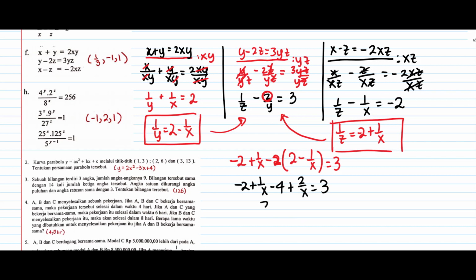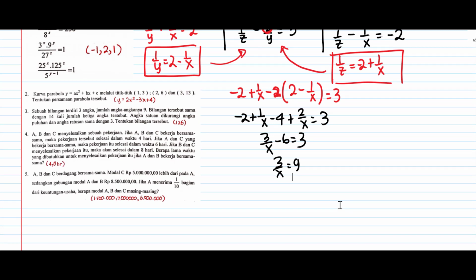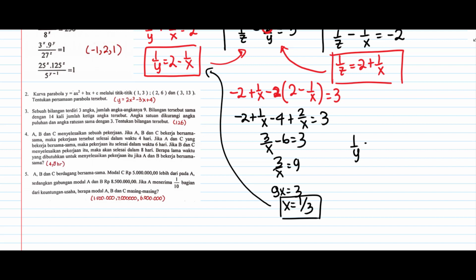And then 3 over x minus 6 equals 3. 3 over x equals 9. Cross multiply: 9x equals 3. x equals 1 over 3. For the y, I can substitute it right there. 1 over y equals 2 minus 1 over x. x is 1 over 3. 1 over y equals 2 minus 3. 1 over y equals negative 1. Times it, negative 1y equals 1. y equals negative 1.